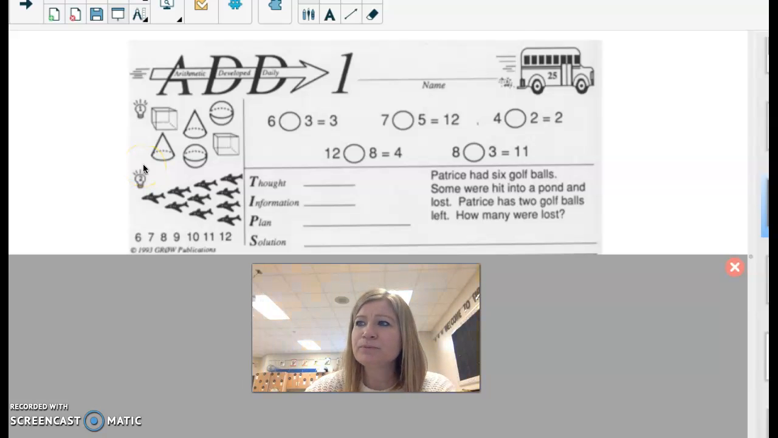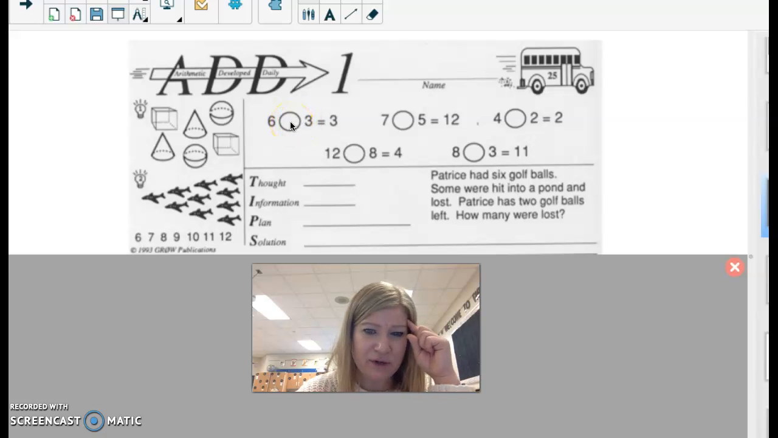Number 2, circle the correct number of airplanes. So I want you to count those airplanes and then circle how many there are. This next part, you need to either add an addition symbol or a subtraction symbol, a plus or a minus, to tell what we're doing for each of these. So if you take a look, the first one says 6 blank 3 equals 3. You need to decide, does 6 plus 3 equal 3, or does 6 minus 3 equal 3? And then put that symbol in the circle here.